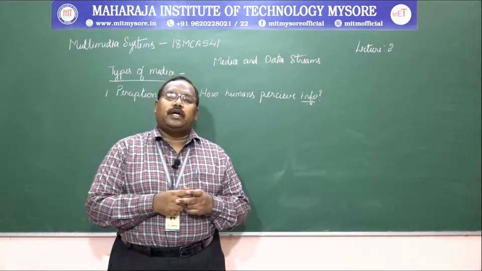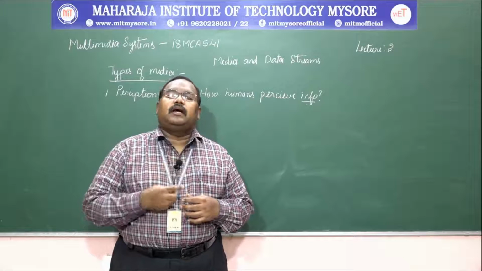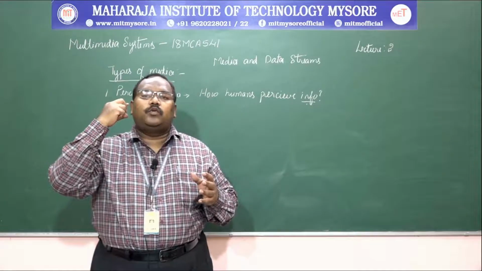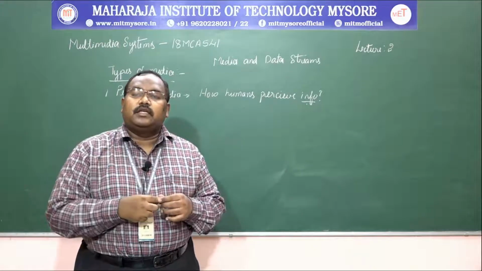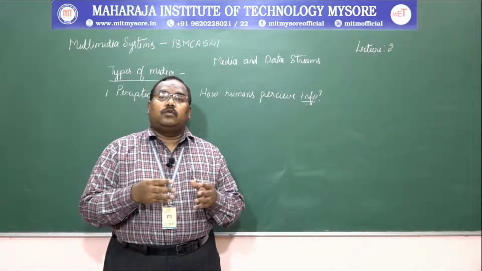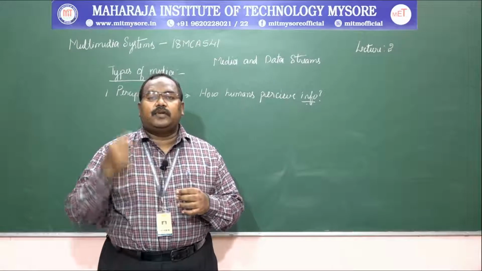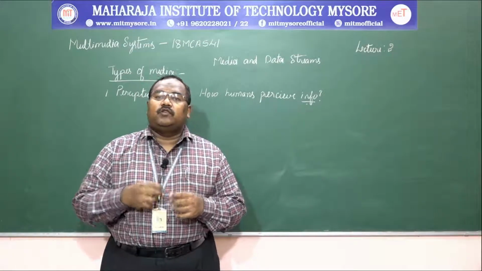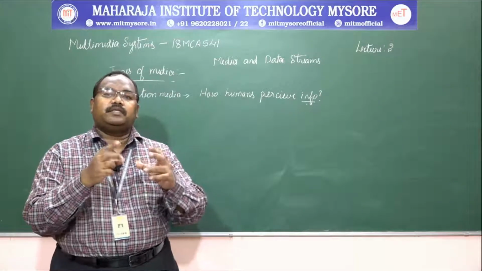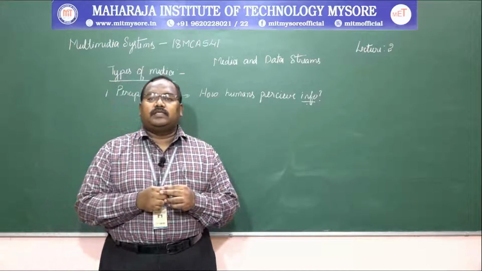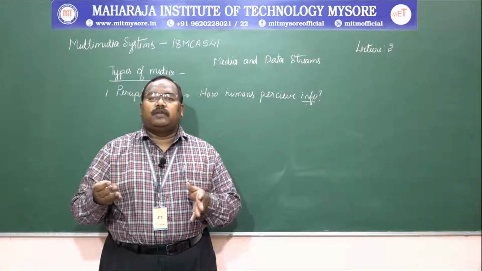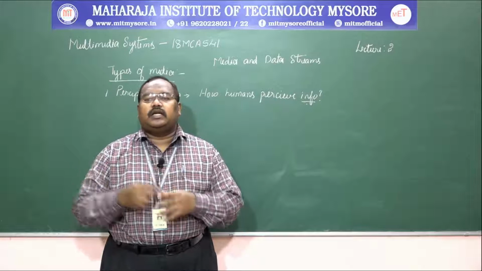What is auditory media? Auditory media is the information that is heard through human ears. It constitutes noise, sound, music and other things that are heard through the ears. The second one is visual media. Visual media is the representation of what humans can see: pictures, moving pictures, full motion pictures, and all other things.